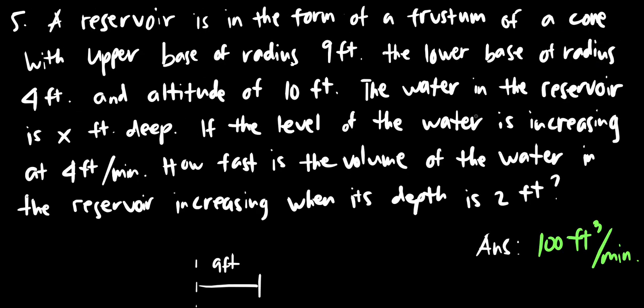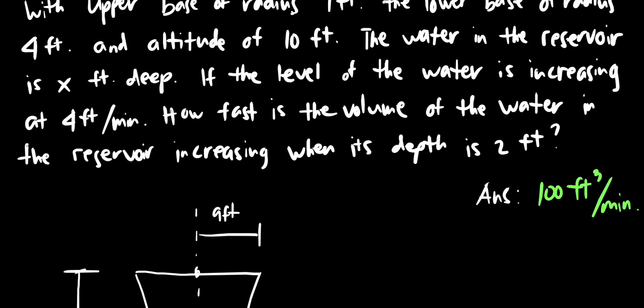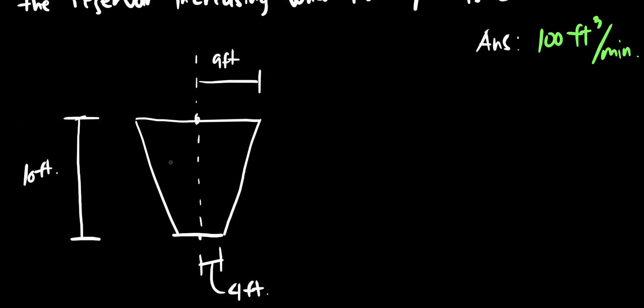So after this one, the water inside the reservoir is X feet deep. So we'll denote it: the water level inside is X feet deep. So let's say this is X. So if that is X, then this thing here is 10 minus X.